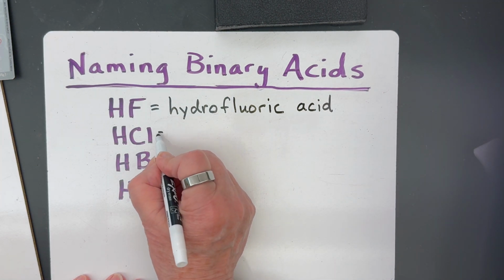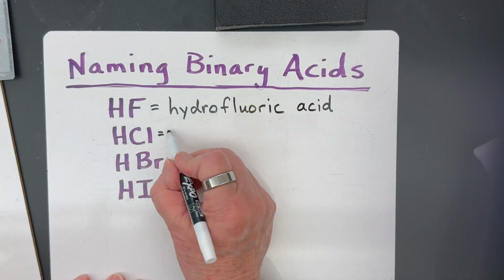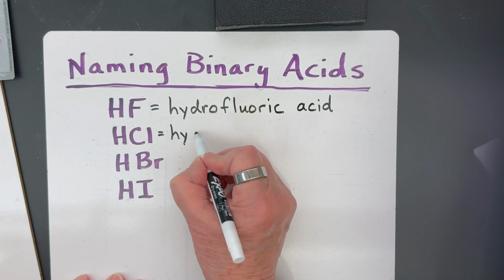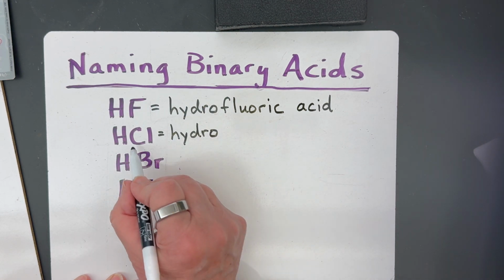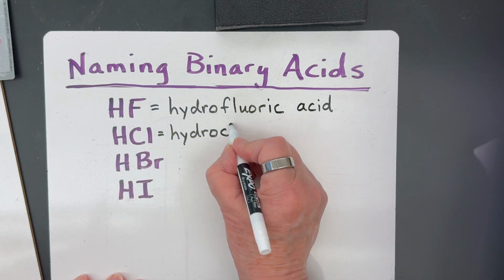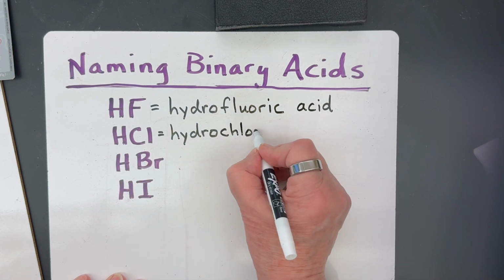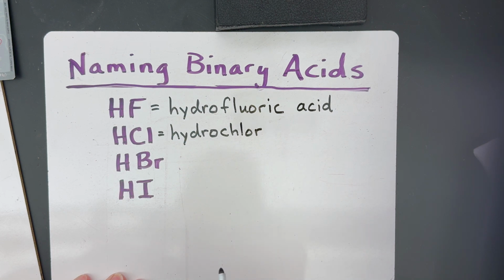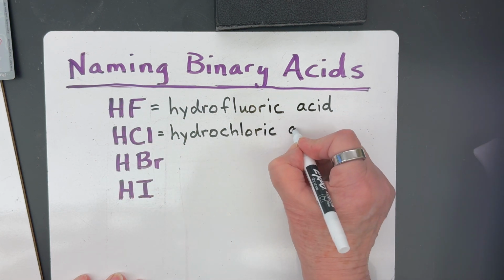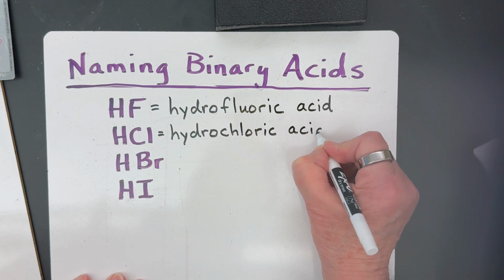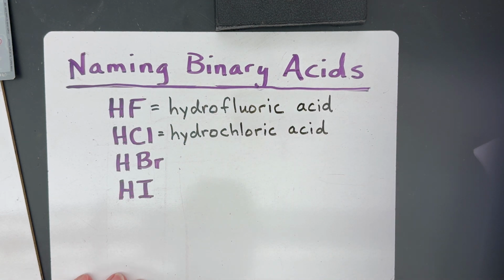Our second one here, this is chlorine. Again, we're going to start with hydro. Since it's a binary acid, only two elements. Now chlorine becomes chlor. Take off the INE and put an IC, hydrochloric acid. This is the acid that's in your stomach digesting your food.